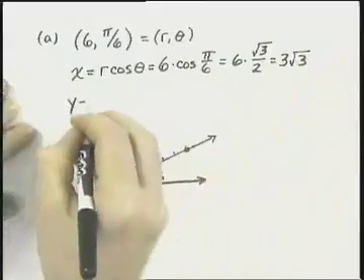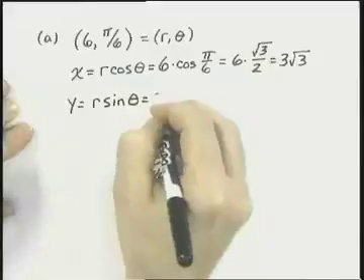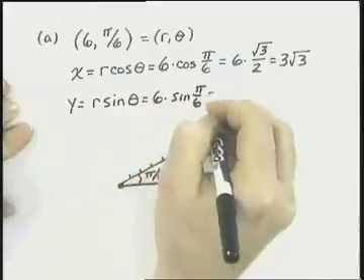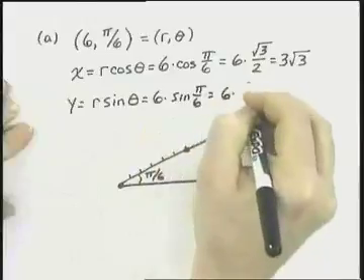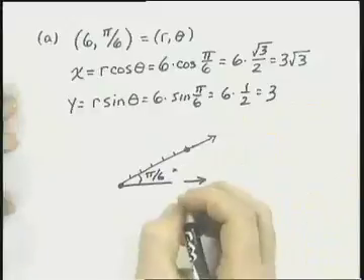The y-coordinate is going to be r times the sine of theta. So that's 6 times the sine of pi over 6. Recall the sine of pi over 6 is 1/2. 6 times 1/2 is 3.